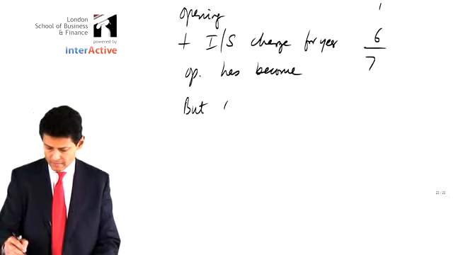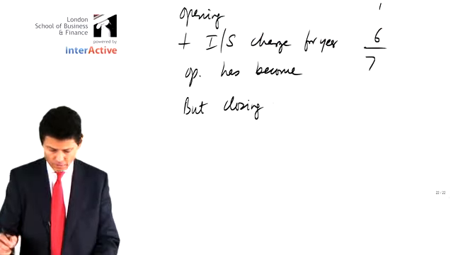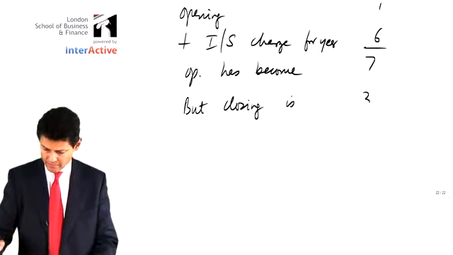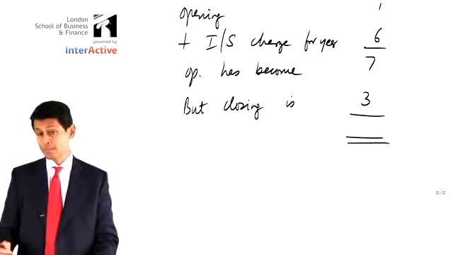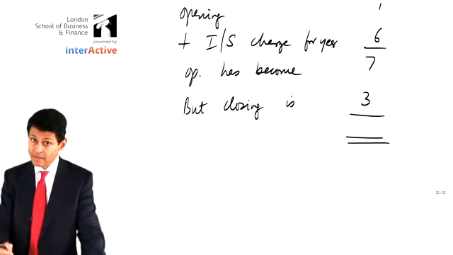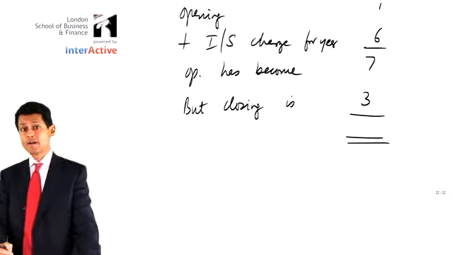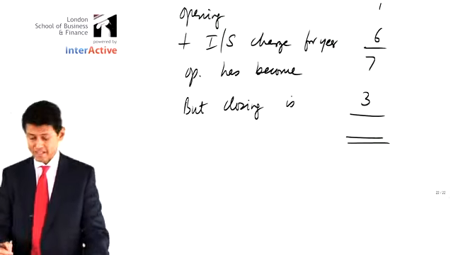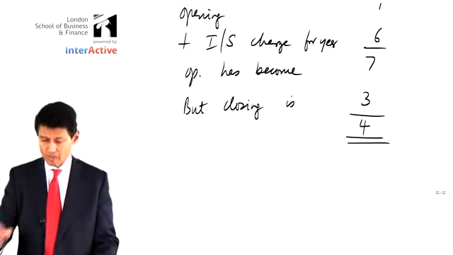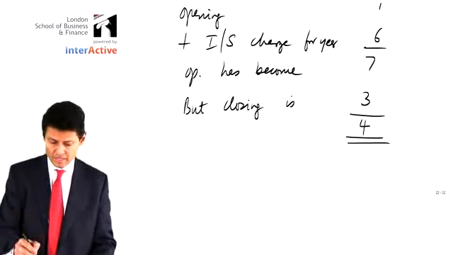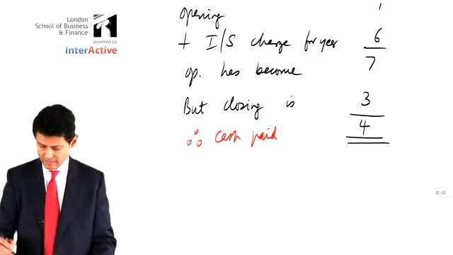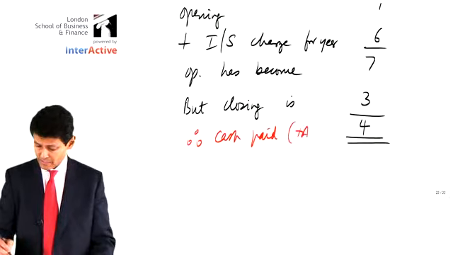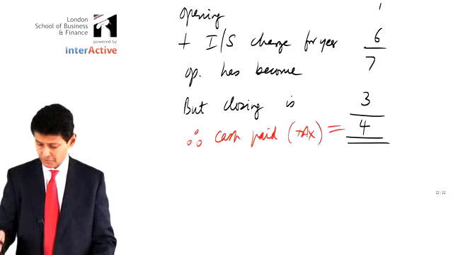But closing is given as 3. So how is it that the opening of 7 has only become 3? 4 must have been paid. So that's an outflow. You see that? No brackets, not too many brackets, just reasoning. Therefore, cash paid, which is obviously the tax paid, equals 4.